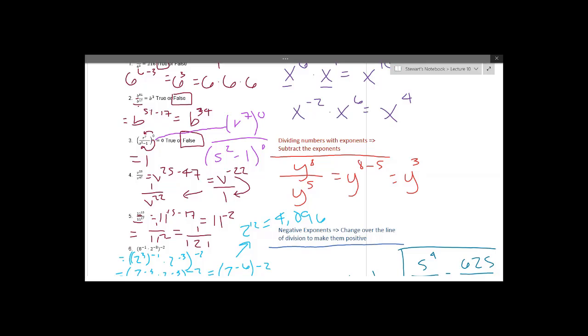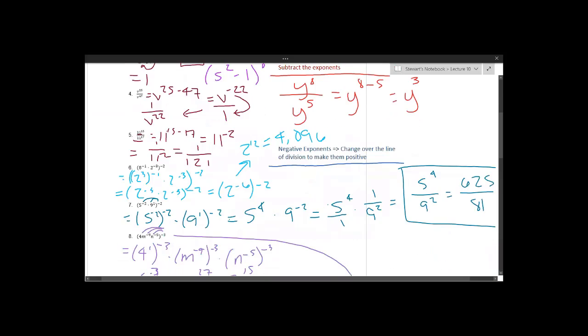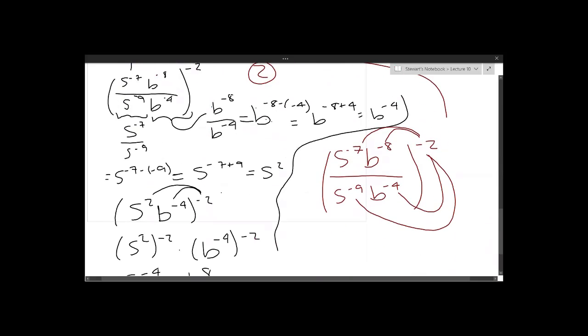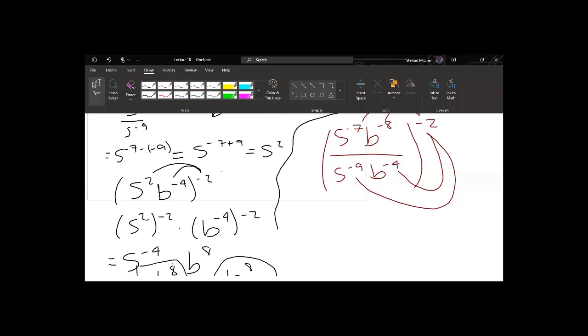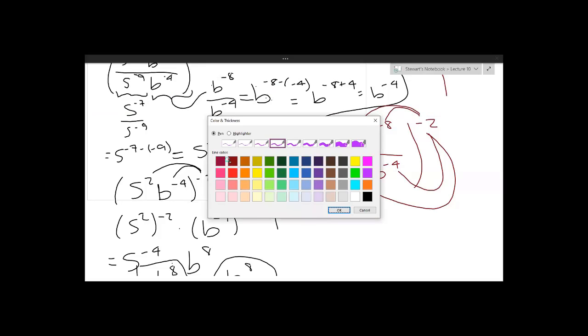Just so we're clear there, that's why I can distribute it to everything down here, and how I've distributed it to everything before is because all of these terms are being multiplied. They're combined by multiplication, not by addition or subtraction. So I can apply that exponent to all of them separately like that. It's worth noting so that you don't make that mistake.